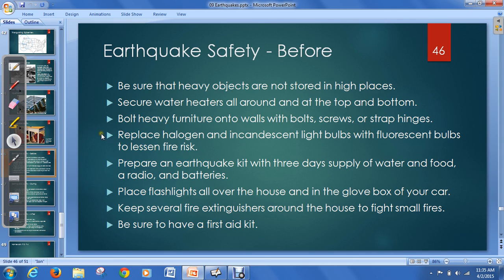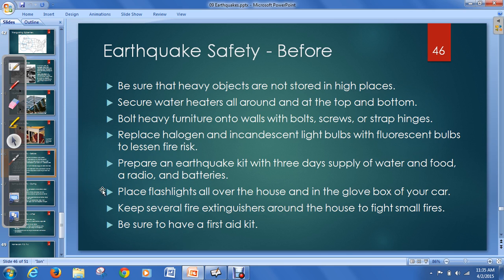Replace halogen or incandescent light bulbs with fluorescent light bulbs to lessen fire risk. Hopefully you've already started to do that, as the incandescent light bulbs have kind of been phased out. Have an earthquake kit ready with 3 days of water and food, a radio and batteries, just general emergency supplies. Have flashlights all over the house and in the glove box of your car.